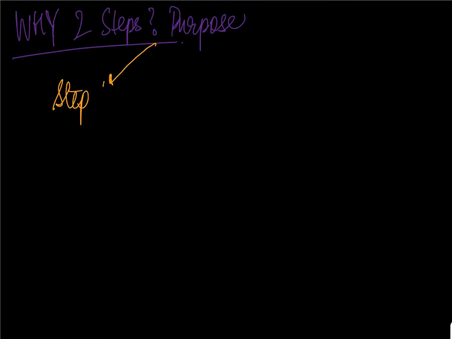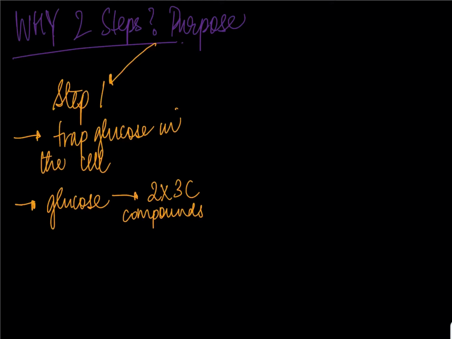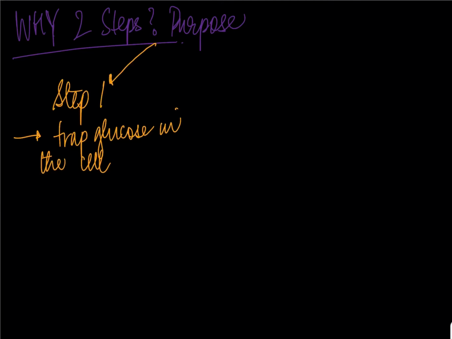The main goal of step 1 is to trap glucose in the cell and convert glucose into two 3 carbon compounds which can be readily cleaved into phosphorylated 3 carbon units. So step 1 is to trap glucose in.